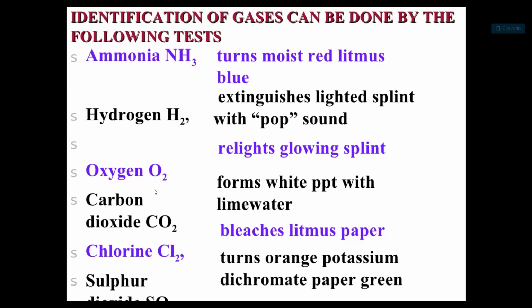Ammonia gas alone cannot change the color of the litmus paper, but it will turn the moist one. So the condition here is moist. First you dip the litmus paper in water, and when the moist litmus paper is exposed to ammonia, it will turn the red litmus blue, because the water on the litmus paper reacts with ammonia gas and forms a base.